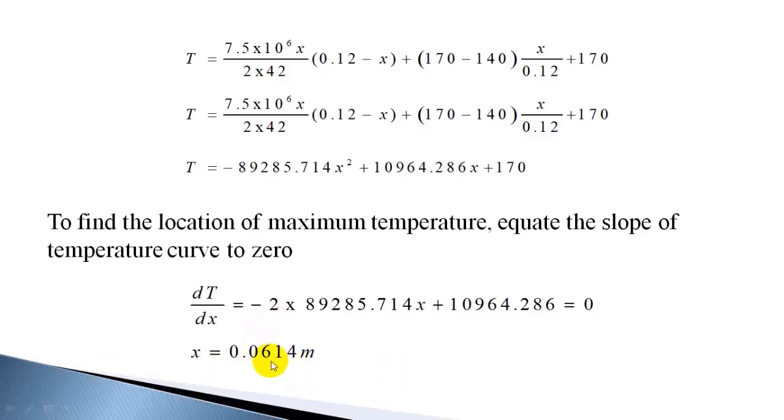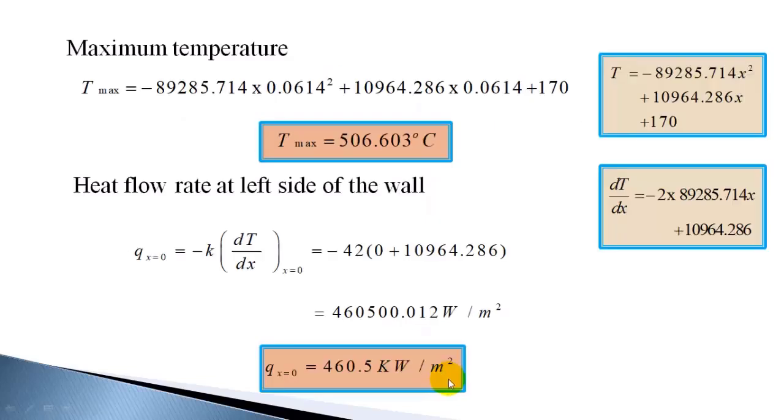Now this value of x you can substitute. This is the location at which maximum temperature occurs, and this value you can substitute in the expression for temperature, which will give the maximum temperature. So to find out the maximum temperature, substitute x as 0.0614 in the expression for temperature. You will get the maximum temperature as 506.603 degrees centigrade. This was your temperature expression which you got in the previous slide. Substitute x as 0.0614 and solving, you get the maximum temperature as 506.603 degrees centigrade.